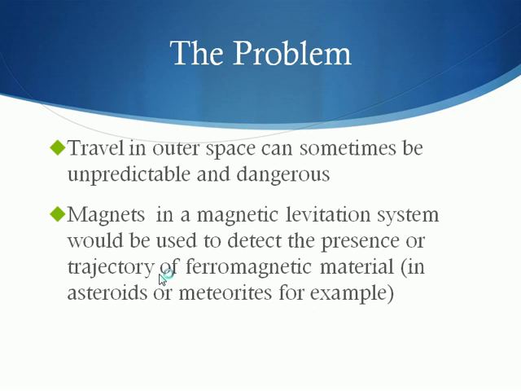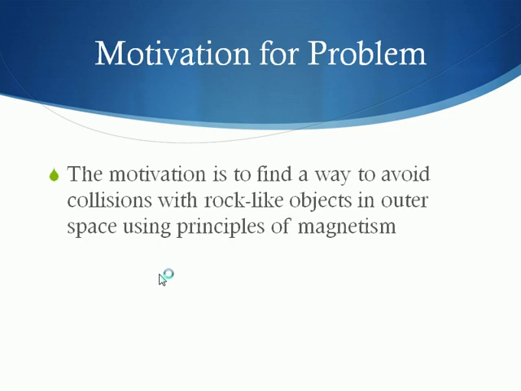So basically, how my system would work, it would be used on a spaceship to detect ferromagnetic material in the path. For example, if you were traveling through asteroids or meteorites, the magnets would be used to detect the presence or trajectory of ferromagnetic material in asteroids or meteorites. The motivation for this would be, of course, to avoid collisions with rock-like objects in outer space using principles of magnetism.